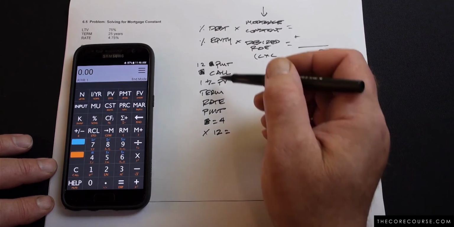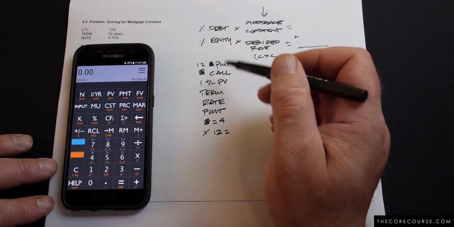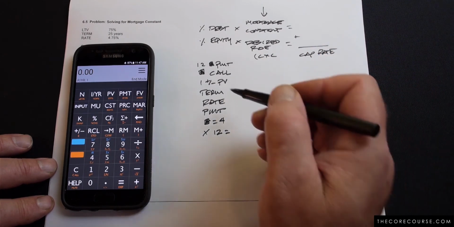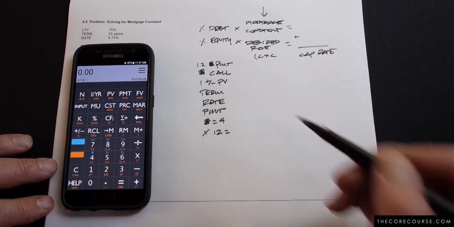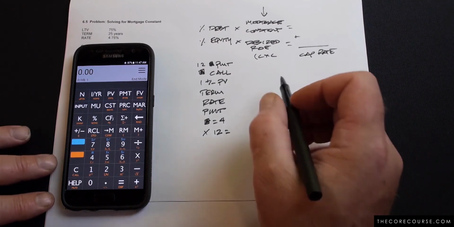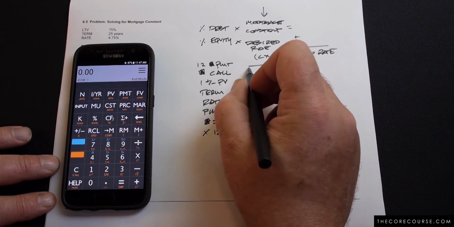So when you solve for mortgage constant, it's these steps in this order every time. The only variable will be the term and the rate. So in this problem, you've got a mortgage constant solve problem: 75% loan to value, 25-year AM, and a 4.75% interest rate. We don't need the loan to value to solve for mortgage constant. Here's how we lay out the problem.